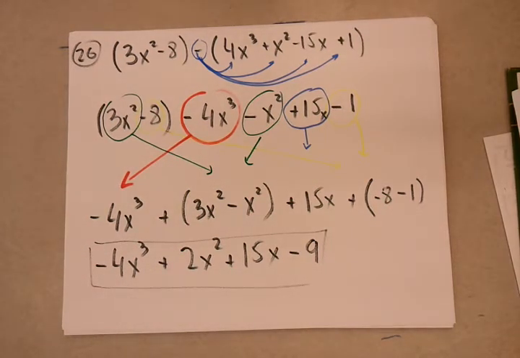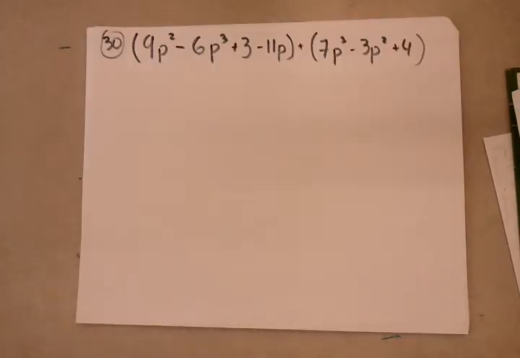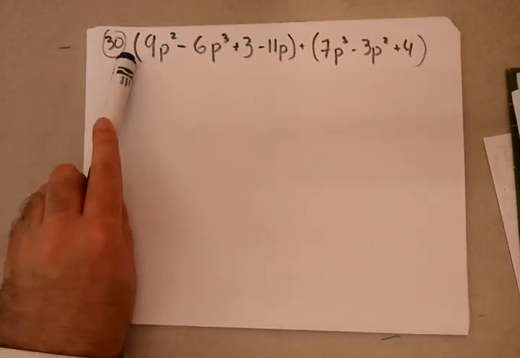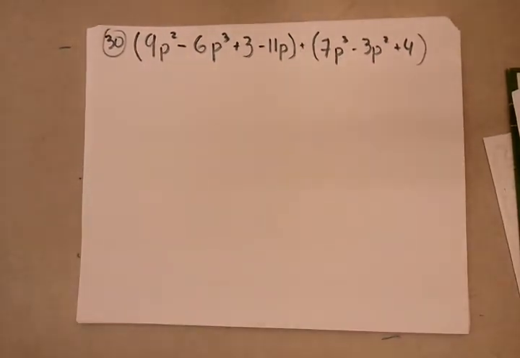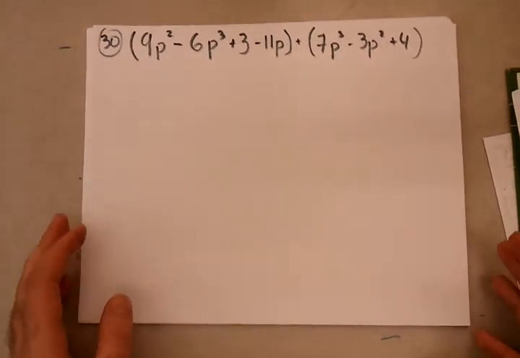Alright, next up I'm going to do problem number 30. This is the last problem that I'll do. Again, I have two polynomials. This time it's addition. First things first, look in front of the parentheses. Can I break them without doing anything? Positive here, good to go. I can ignore the parentheses.